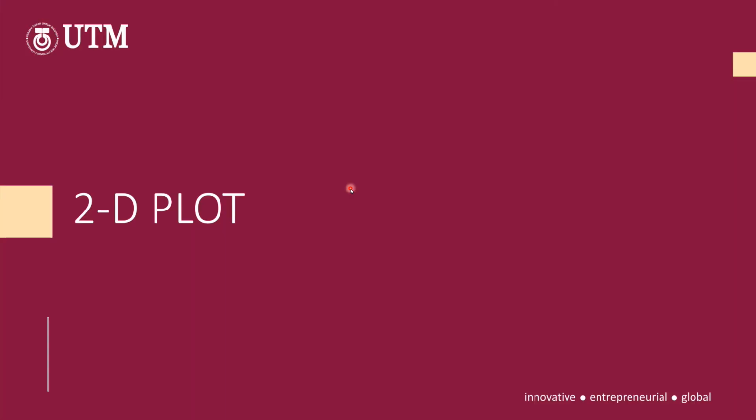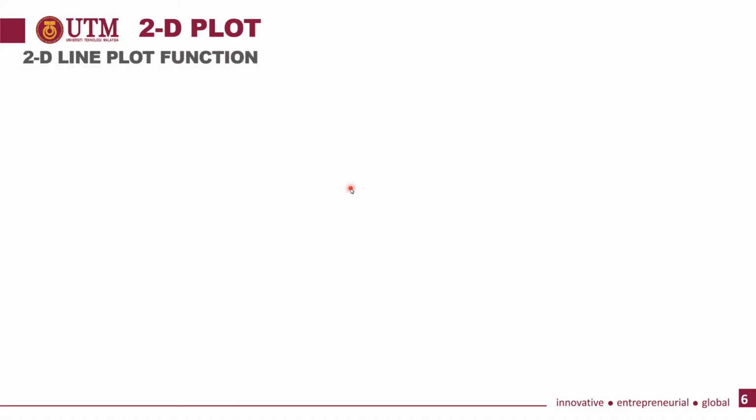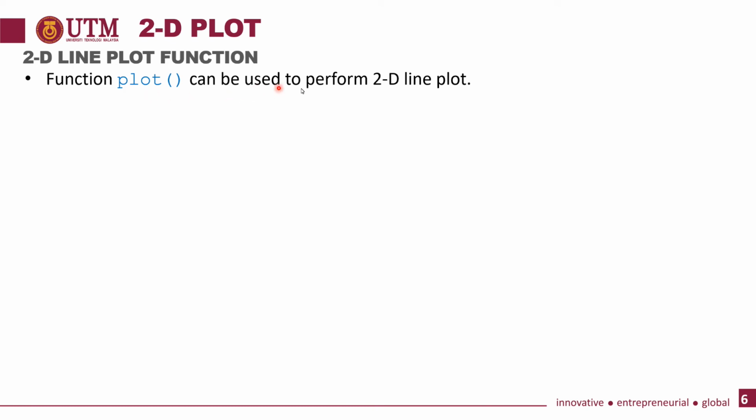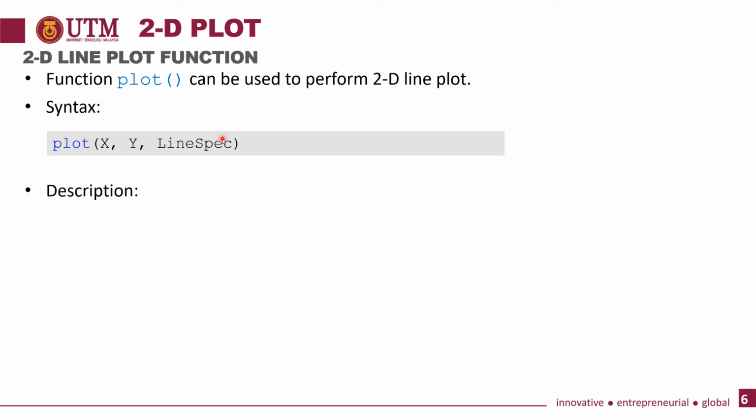Now let's take a look at how you create a 2D plot. The 2D line plot function: if you want to plot a 2D graph inside MATLAB, the plot function can be used to perform a 2D line plot. The syntax for the plot function is as follows: plot, bracket, x, which is your measured variables, y, which is your function variables, and also line spec. Later on I will show you what options are available in line spec. So this is the description of the syntax.